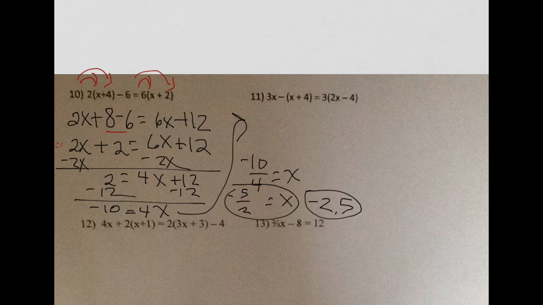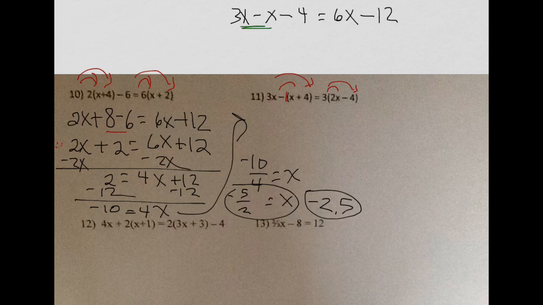Alright, number 11. We need, again, to get rid of the parentheses. So here I'm distributing the negative, imaginary 1 in there, and here I'm distributing the 3. So I'm going to do this up above. I'm going to have my 3x. Negative 1 times x is a negative 1x. And negative 1 times 4 is a negative 4 to equal, distribute the 3. 3 times 2x is 6x. 3 times negative 4 is negative 12.